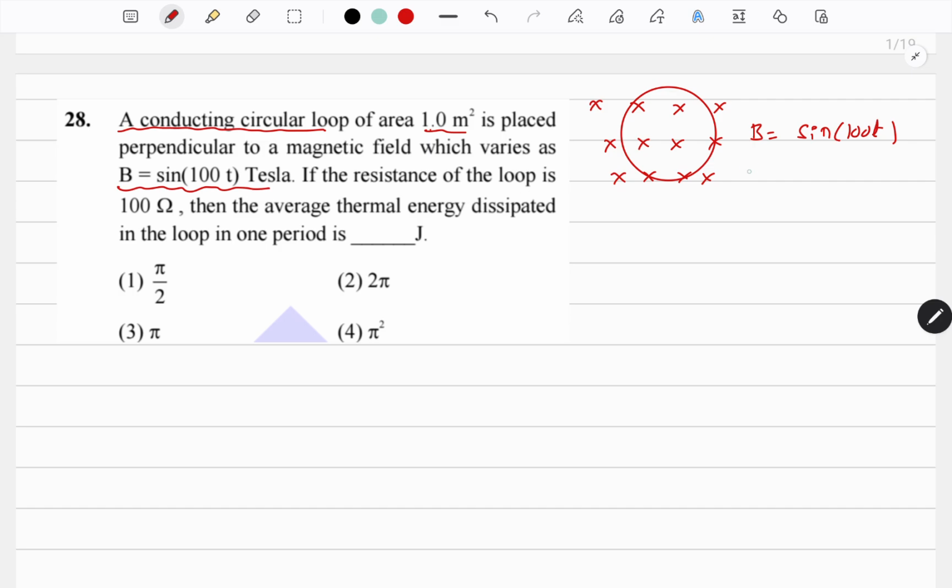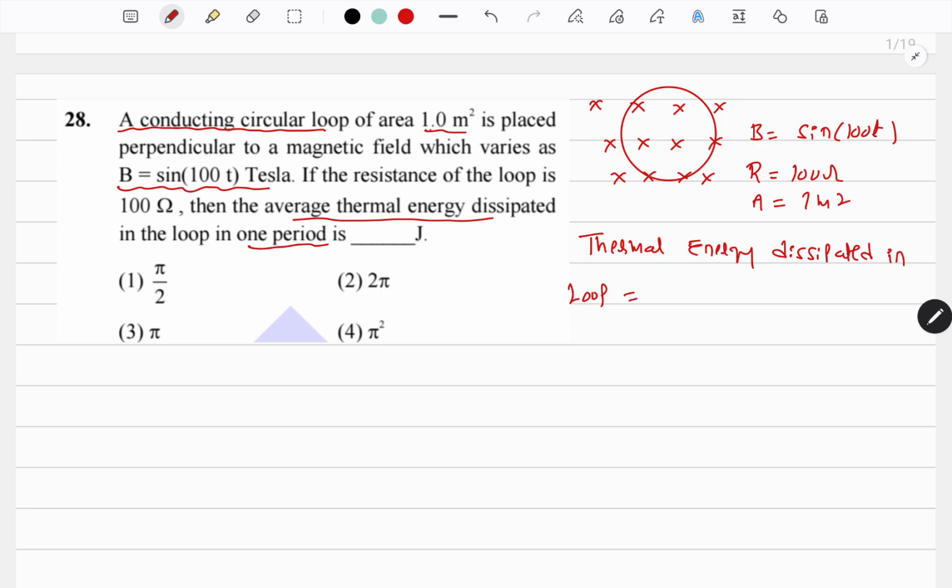If the resistance of the loop is equal to 100 ohm, and the area is 1 meter square, then what is the average thermal energy dissipated in the loop in one time period? The question asks for the thermal energy dissipated in the loop. So how do we calculate this?